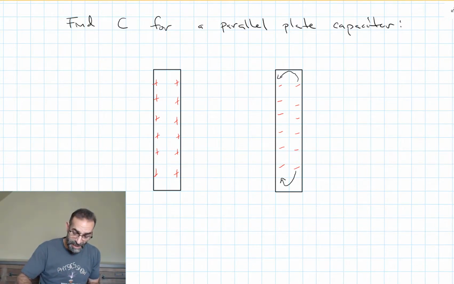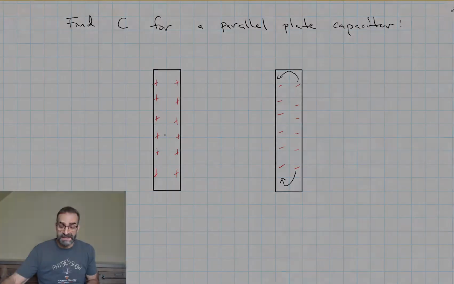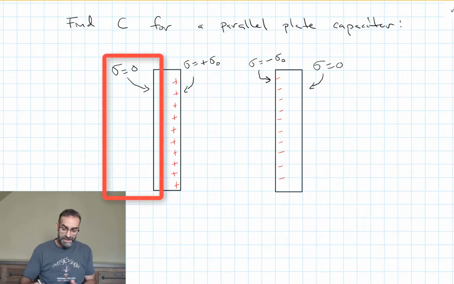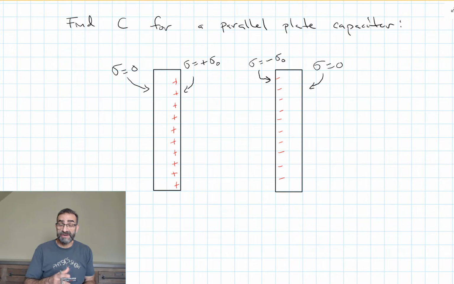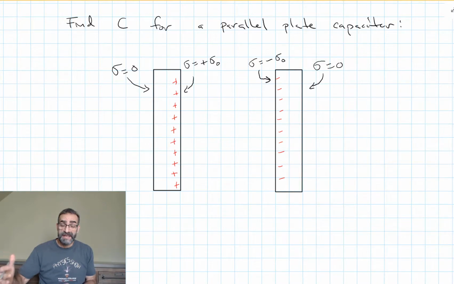If one of them has plus sigma on its face, the other one will have minus sigma. All the charge will move to the innermost surfaces. So let me redraw this. On the leftmost surface of my positive plate, I have a surface charge density of 0. And on the rightmost surface of my negative plate, I have a surface charge density of 0. And I'll call the inner surfaces plus sigma naught and minus sigma naught. They are equal in magnitude, but opposite in sign.